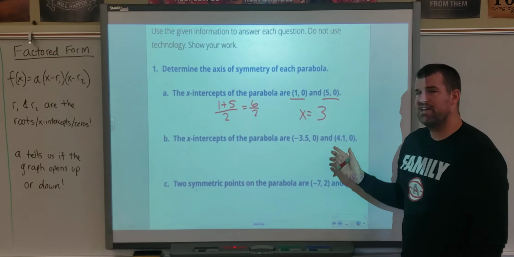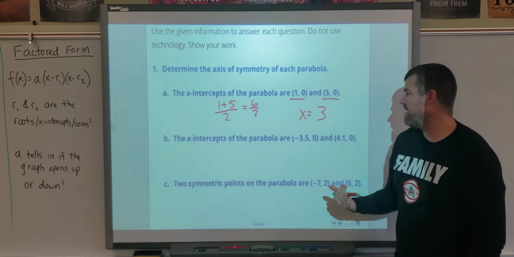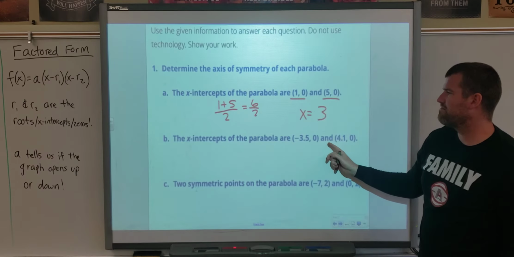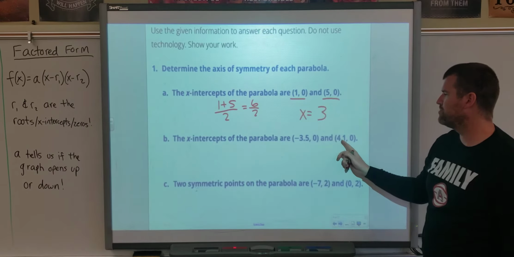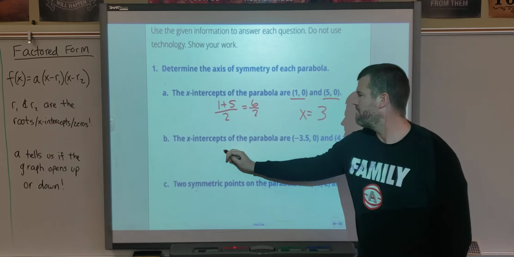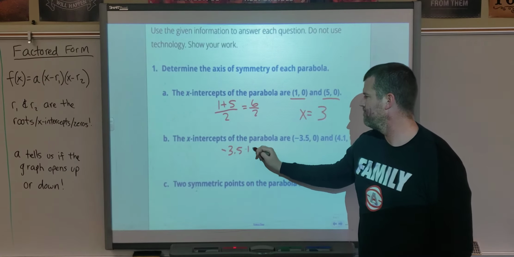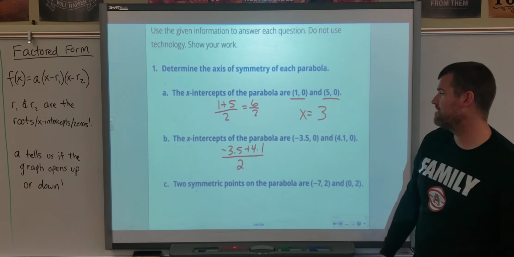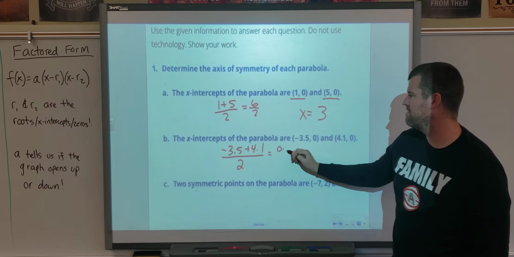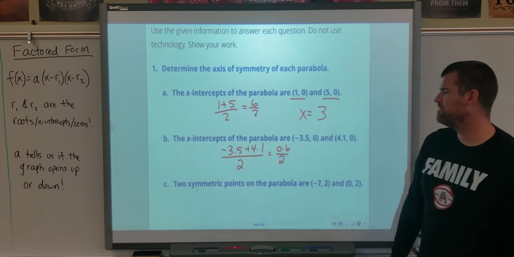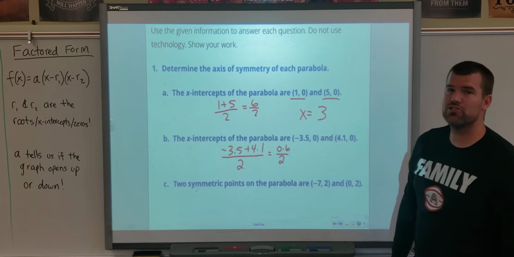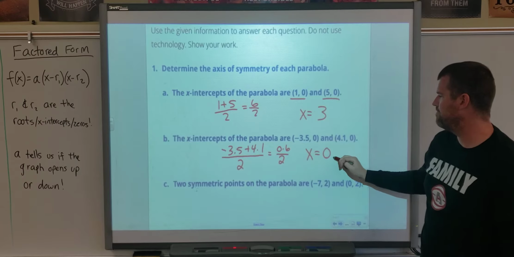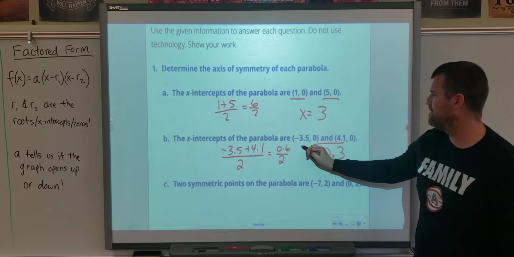If we throw decimals in here, it's not any different. It might look a little trickier, but it's really not. So if I want to find the axis of symmetry, I need to find the halfway point between those two x values. So I can add them together and then divide by 2. If I add those together, that's 0.6 divided by 2. And 0.6 divided by 2 is 0.3. So my axis of symmetry is at positive 0.3.